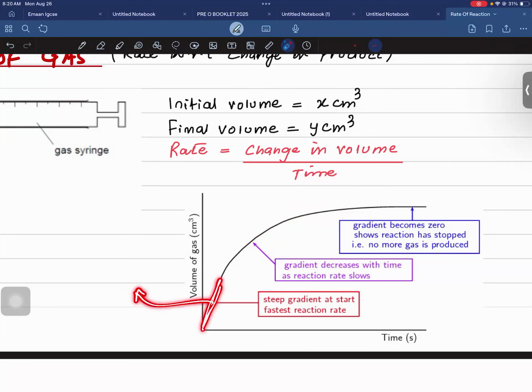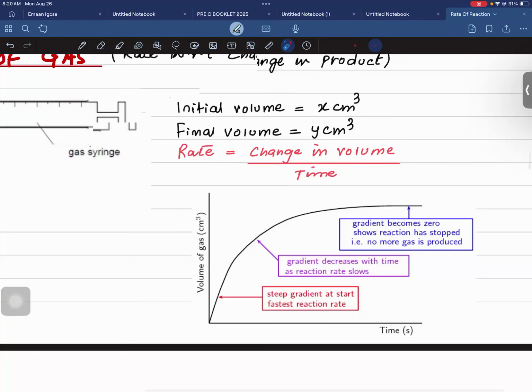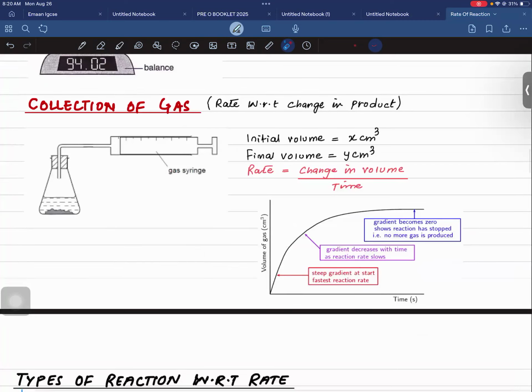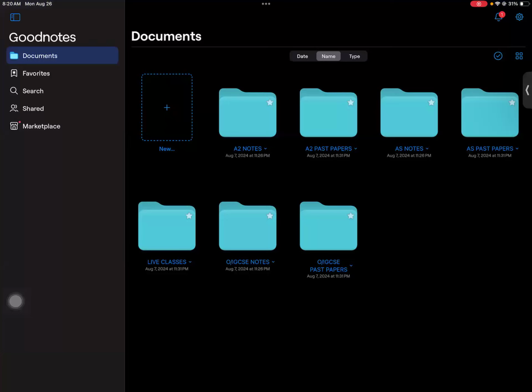More steeper means faster reaction. Less steeper means slower reaction. When the line becomes straight, the reaction has stopped. So these are the main important points that you need to consider. Okay, let me solve some topical past papers related to this topic. So just wait.